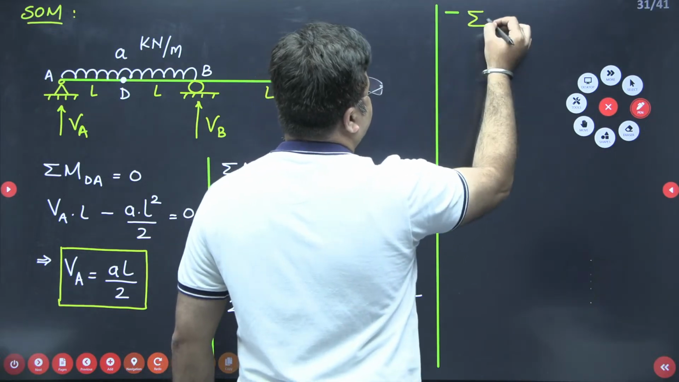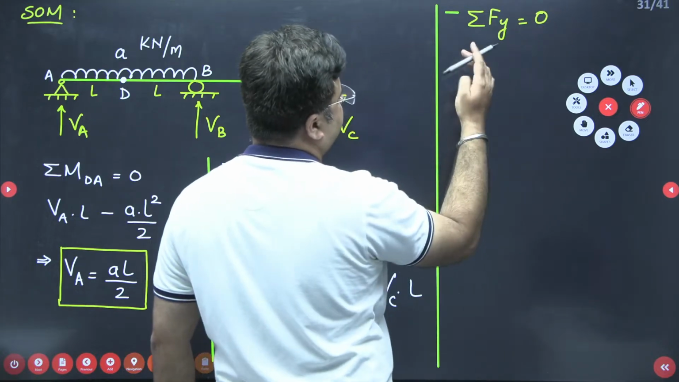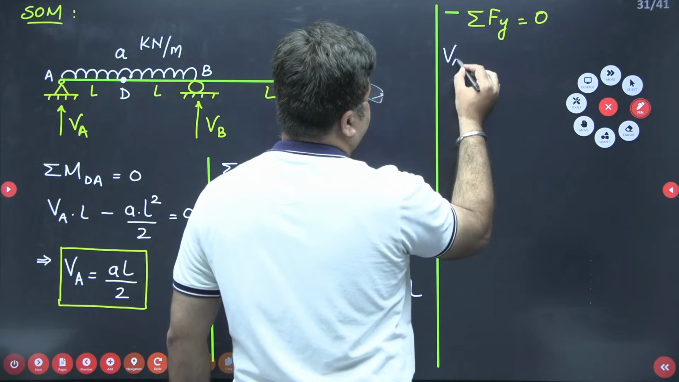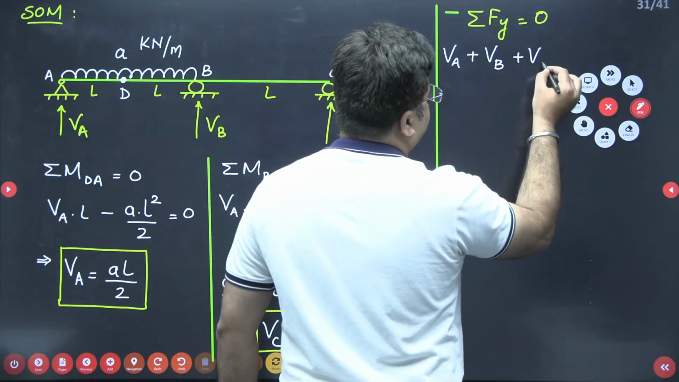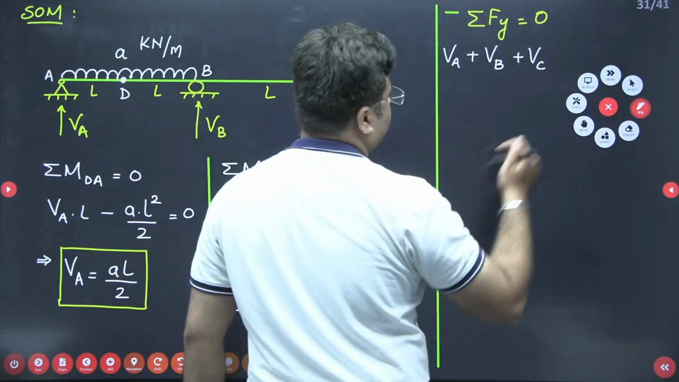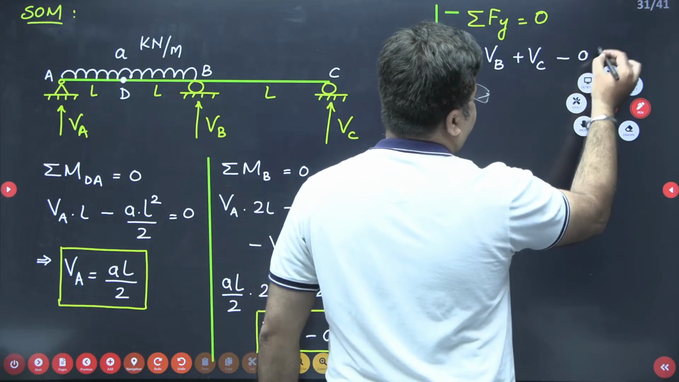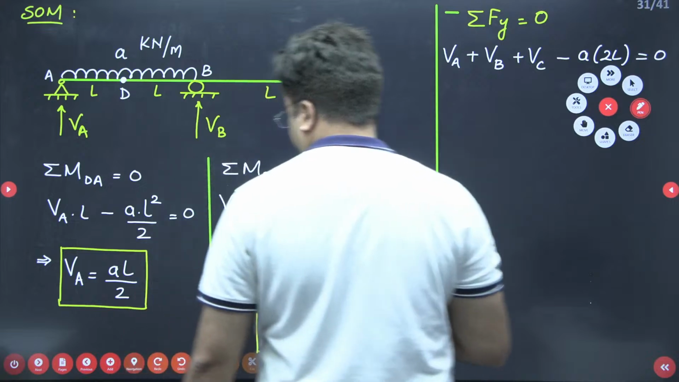Summation of vertical forces equal to 0. So you have VA acting upwards, VB acting upwards, VC acting upwards, and then you have this UDL which is acting downward. Value will be A into 2L. So minus A into 2L, and this is equal to 0. Substitute all the values of VA and VC.